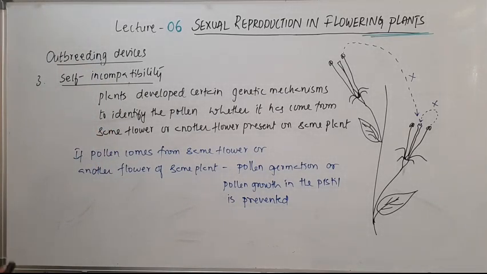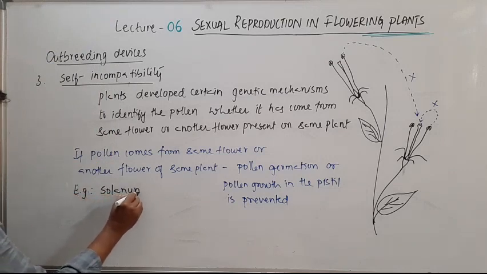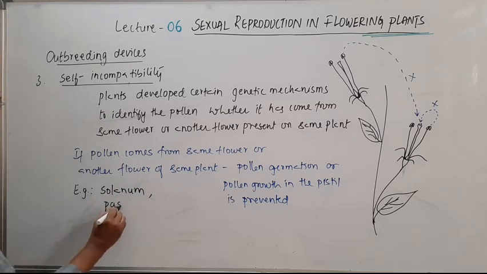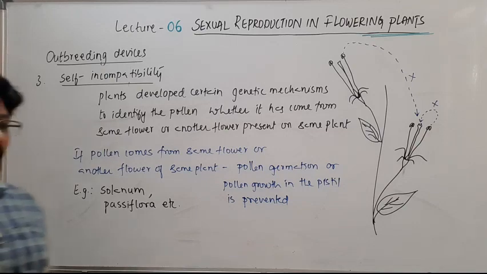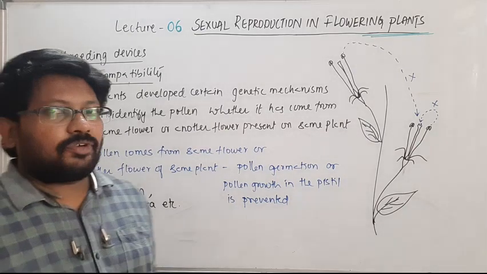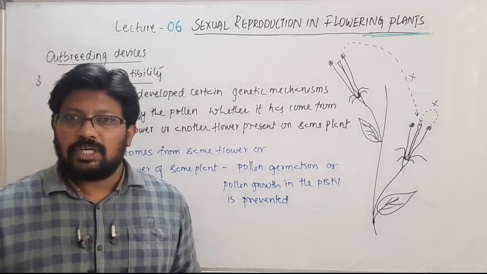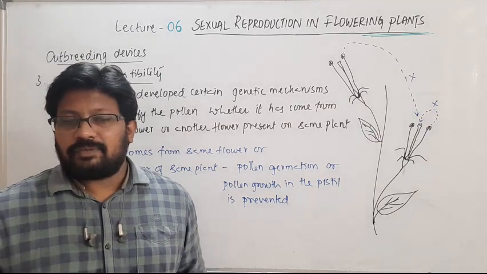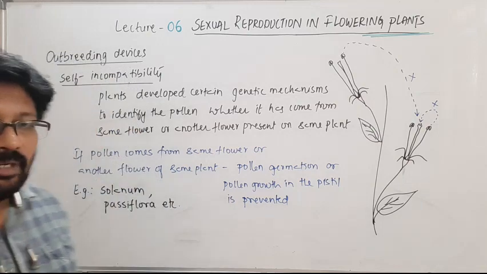Right, so let me give a few examples in this case. We can see this happening in case of Solanum, in case of Passiflora, etc. in such plants. They have developed genetical mechanisms with which they are able to identify whether the pollen has come from the same source, and then prevent the process of self-pollination.